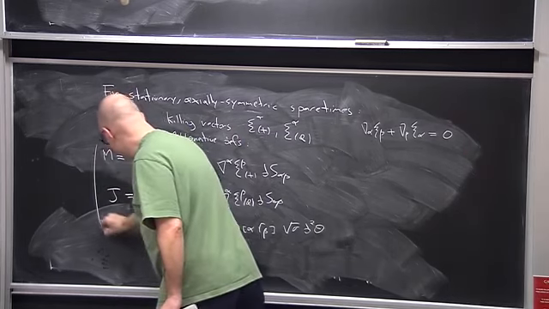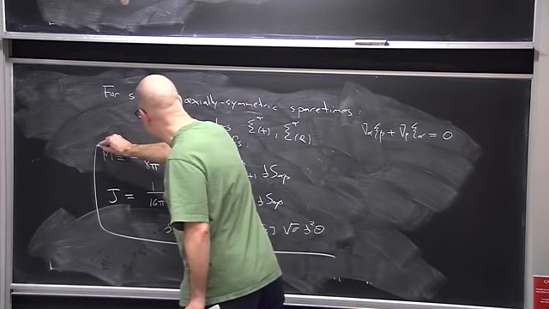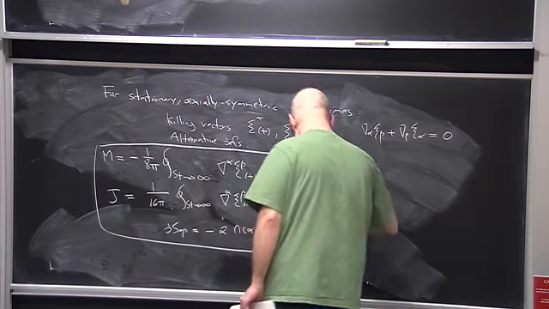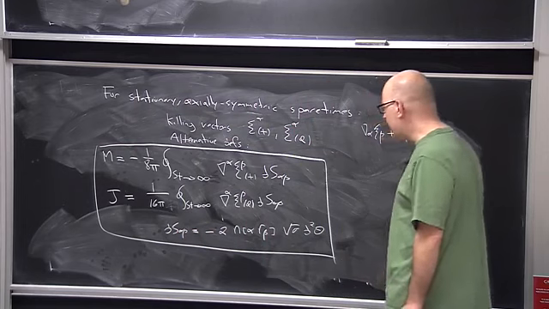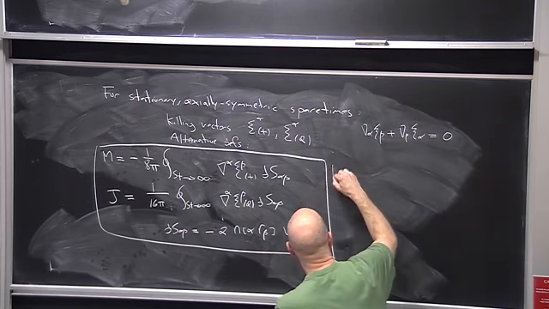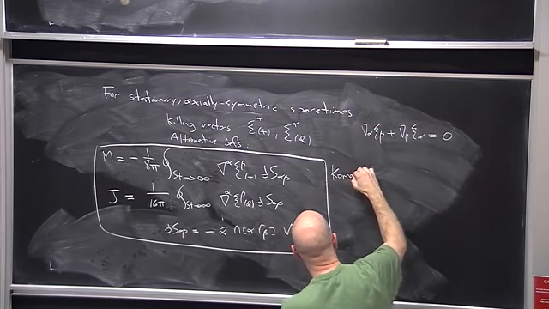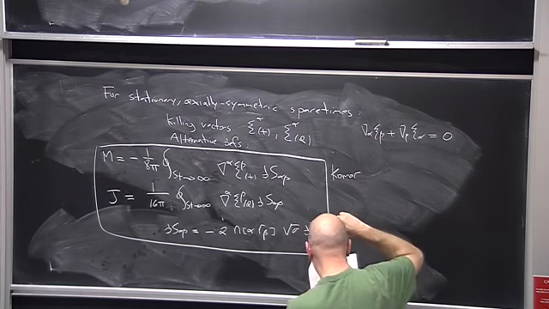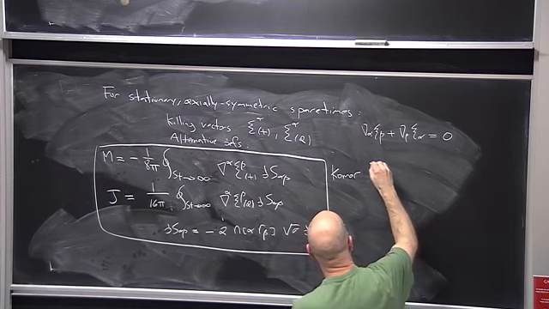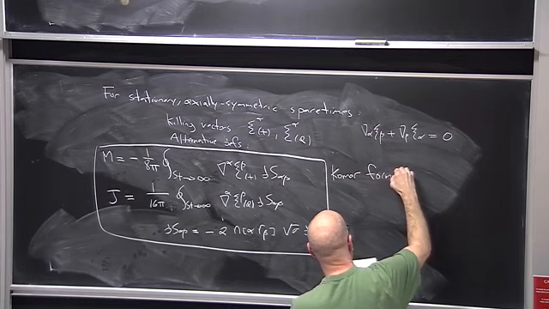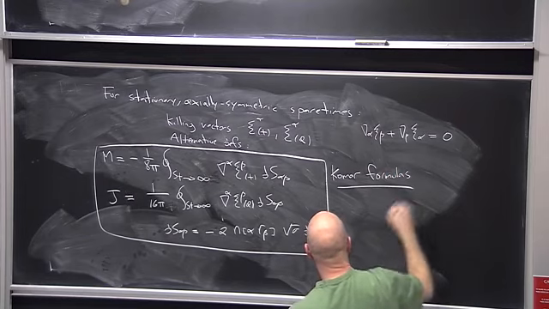So those are alternative definitions for mass and angular momentum that are appropriate when we have a time-like Killing vector, and these were introduced or figured out by Komar, and they're known as the Komar formulas for mass and angular momentum.